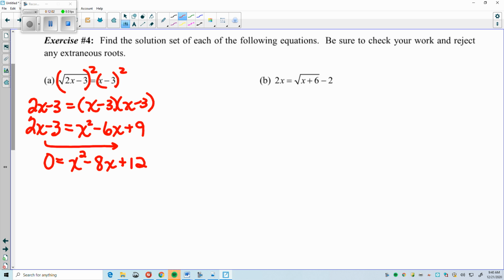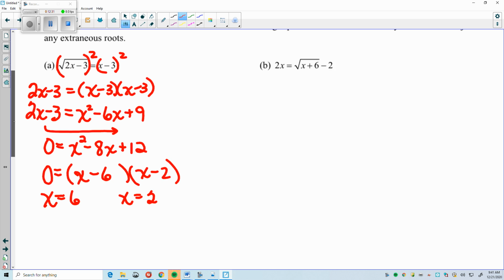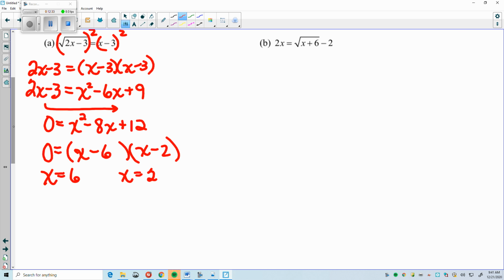Okay, now from here we want to factor. So I need something that multiplies to be 12 and adds to be -8. How about a -6 and a -2? That gets me solutions of x equaling 6 and x equaling 2. So now what would I do? I would have to plug these back into that original equation that we had up here and see, is that going to work? Am I going to get the same answer for both?